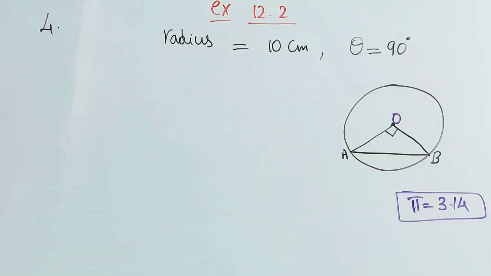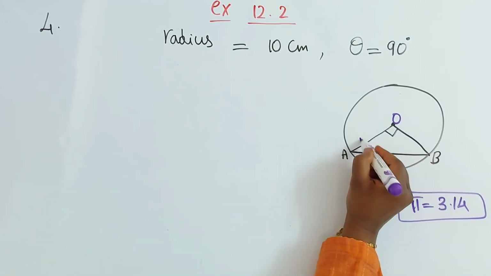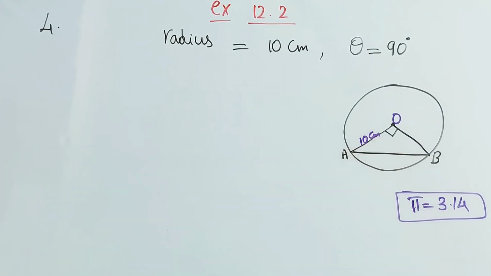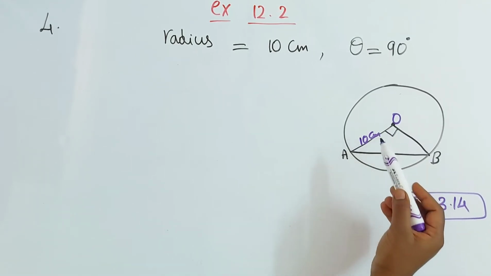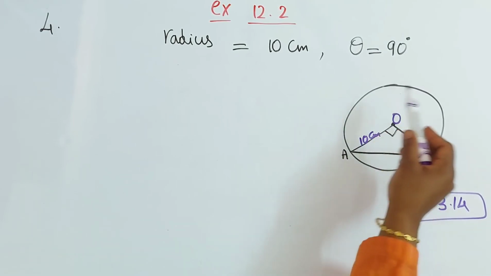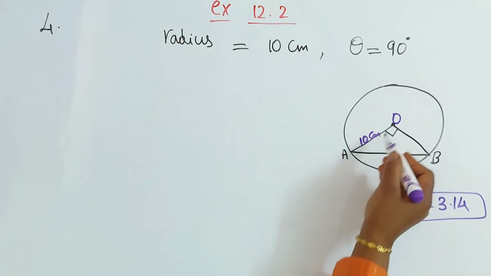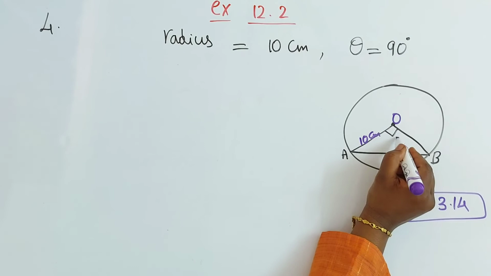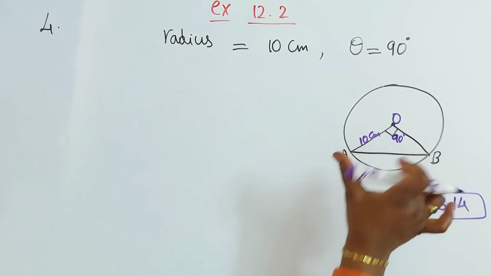Fourth question, children. A chord of a circle of radius 10 centimeters subtends a right angle at the center, children. Find the areas of the corresponding minor segment and the major sector. Here they mentioned that pi equal to 3.14. So we know the radius and we know the angle, that means theta equal to 90 degrees.